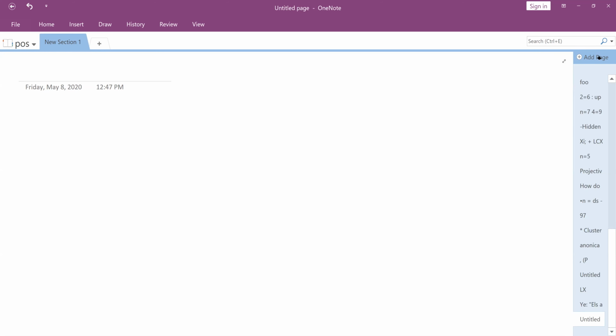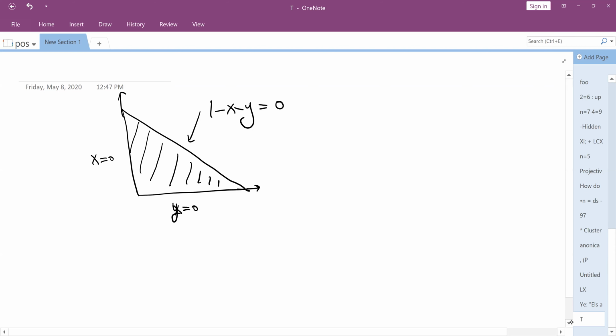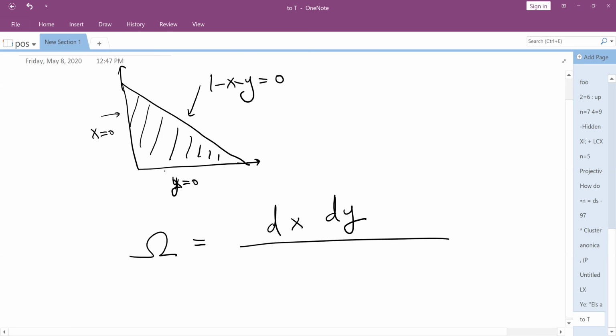What's our next example? Let's imagine we have a triangle. Here is x equals 0, this is y equals 0, in xy space. So this is my positive geometry, and this is, let's say, 1 minus x minus y equals 0. Now what should the form be? It's clear this is now going to be a 2 form, dx dy over something. It should have a singularity when x goes to 0, y goes to 0, and 1 minus x minus y goes to 0. So it should look like this.